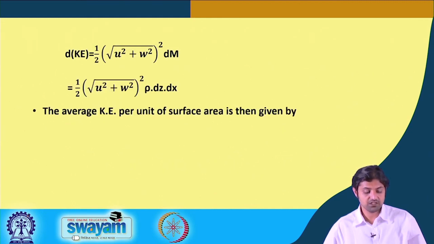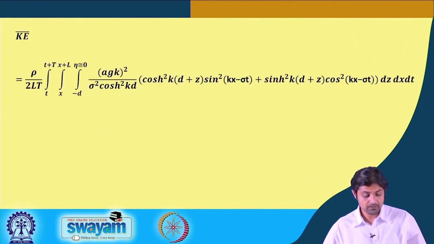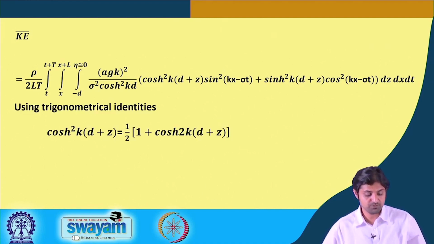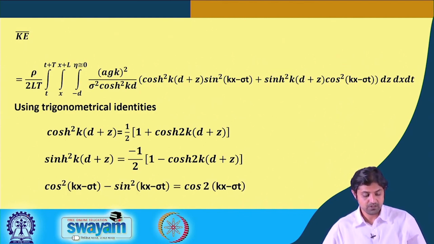So, the average kinetic energy per unit of surface area, if we integrate it over the entire wavelength and wave period, will come out to be, it is so many terms, but on applying the simplification of trigonometry, we can get these slides. So, it will be easy to understand, but more important are the results.